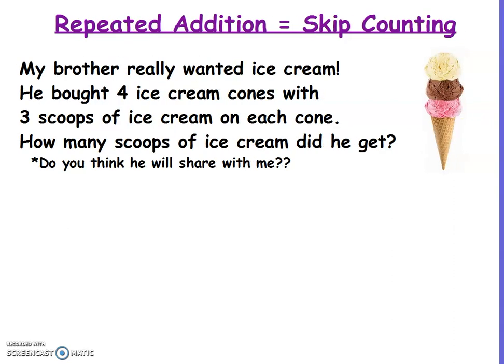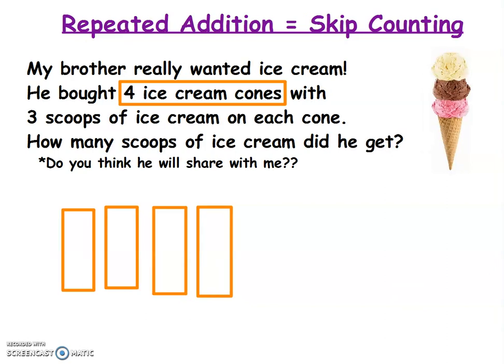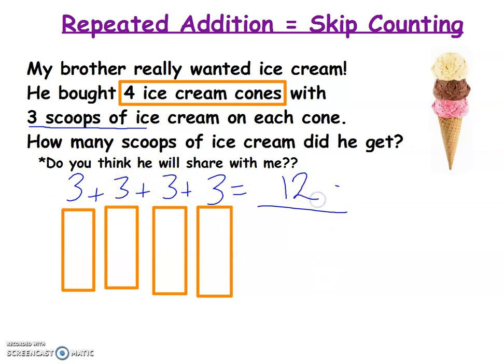Okay, so we know that my brother is buying 4 ice cream cones. I'm going to make my little ice cream cones: 1, 2, 3, 4. And then each of them, he's going to have 3 scoops of ice cream. So he's got 3 on this one, 3 on this one, 3 on this one, and 3 on this one. So how many scoops of ice cream did he get? 3, 6, 9, 12 scoops.